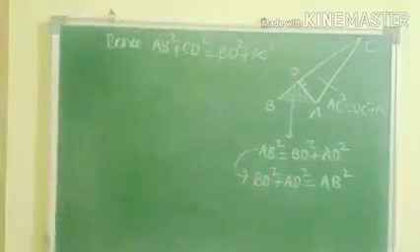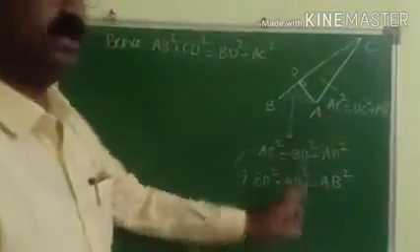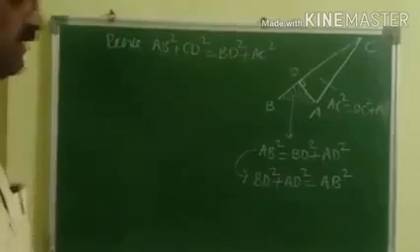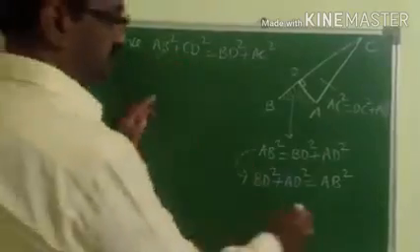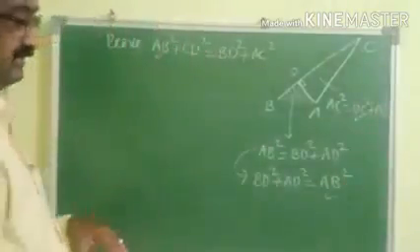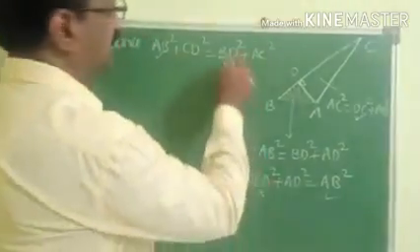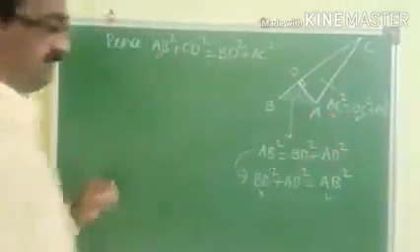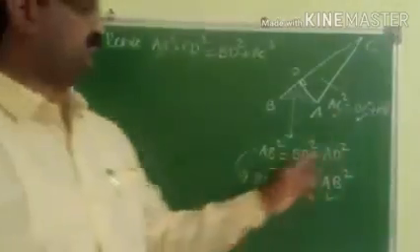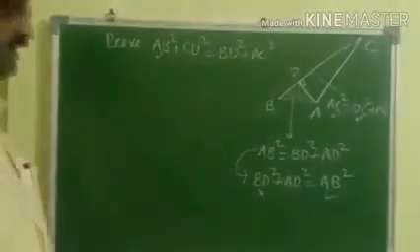Now, if we take the addition of these two, what will we get? AB square is also here, and here is also CD square. On the left hand side, that means BD square, and here we also get AC square. Both have AD square, so they get cancelled. This is the one method. Or another method.